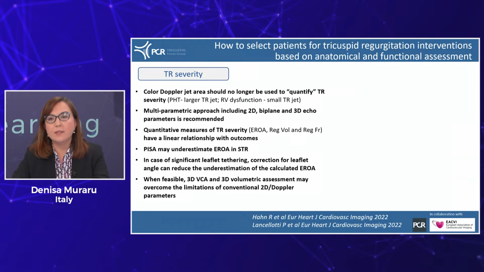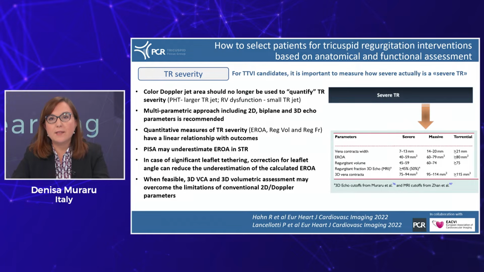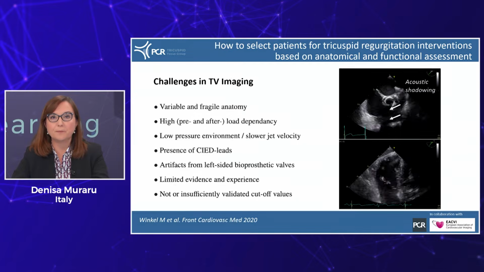More frequently, it is a problem of underestimating, far less is the problem of overestimating the severity. So the imager should be aware of all these issues. And once that we have a patient with severe TR who can be a candidate for an intervention, we need to further stratify. So it's important to clarify how severe is actually a severe TR. And you see these parameters, not only ERA, but also 3D vena contracta and regurgitant volume and regurgitant fraction.